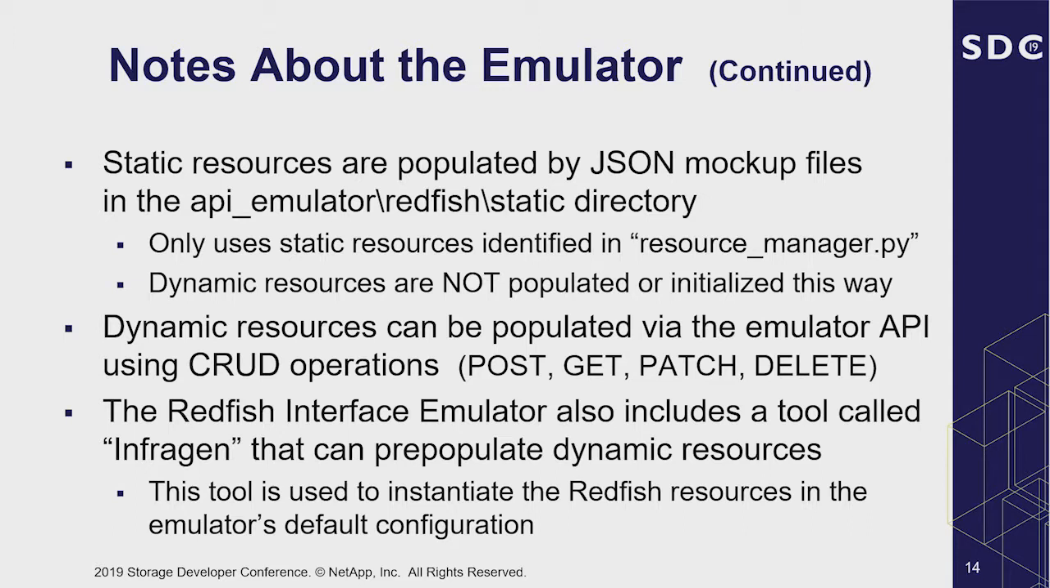Again, maintaining that difference between static and dynamic. Static resources are populated by JSON mockup files. In other words, if you work with Redfish or Swordfish, you almost immediately run into this notion of mockup files. So you can drop mockups into this directory called the static directory. And those mockups become static objects if the resource_manager.py file has been edited to say which pieces of those mockups are supposed to be static resources.